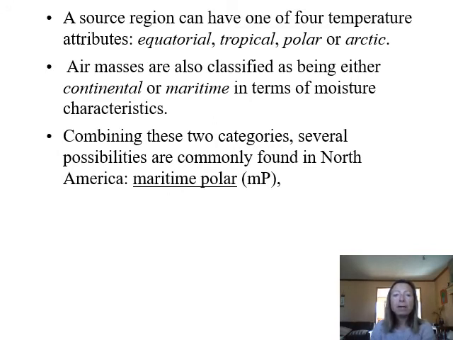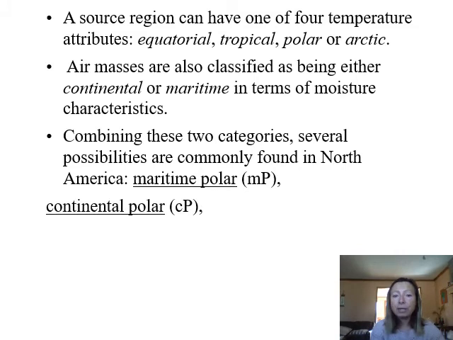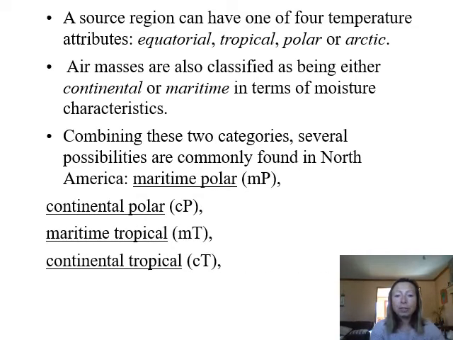So combining these two categories, temperature and moisture, several possibilities can be found, and those are air masses that we typically experience in North America: maritime polar, continental polar, maritime tropical, continental tropical, and continental Arctic.